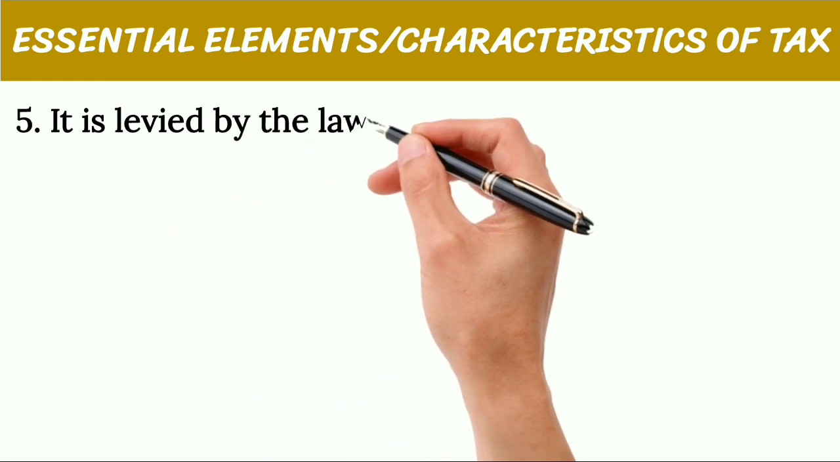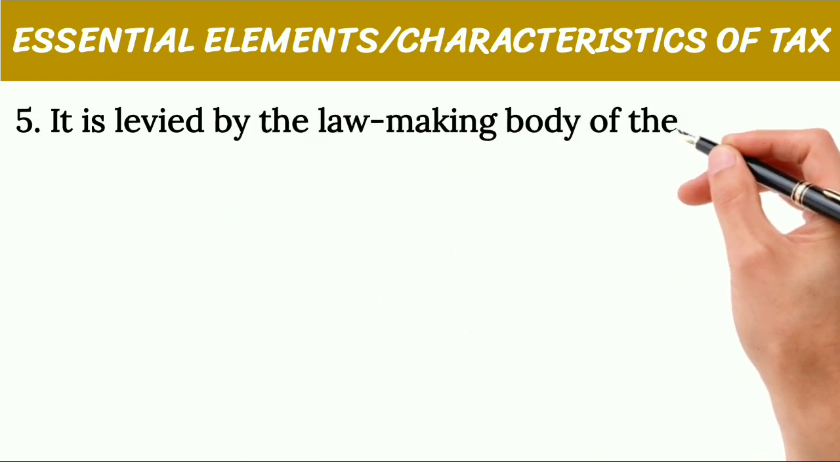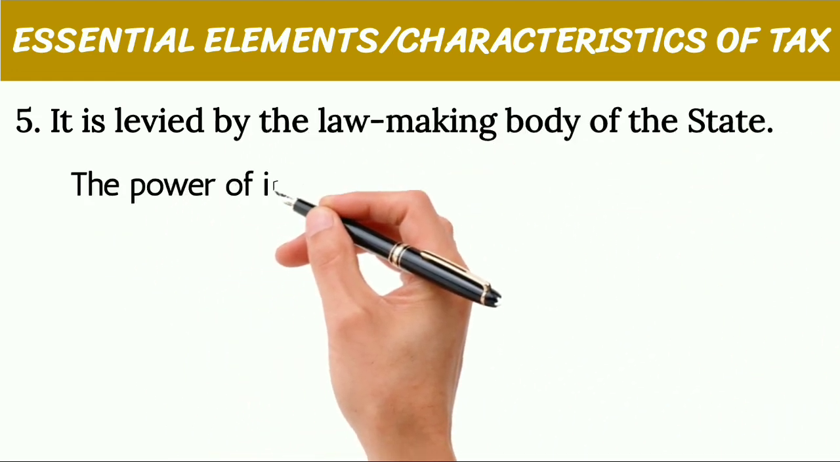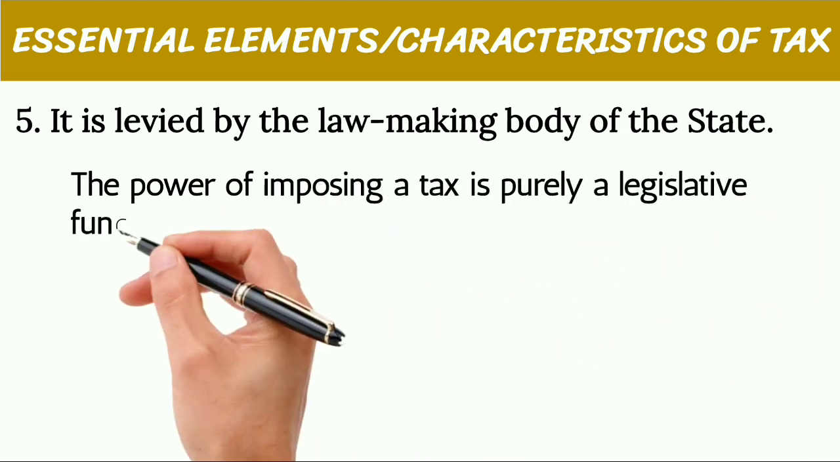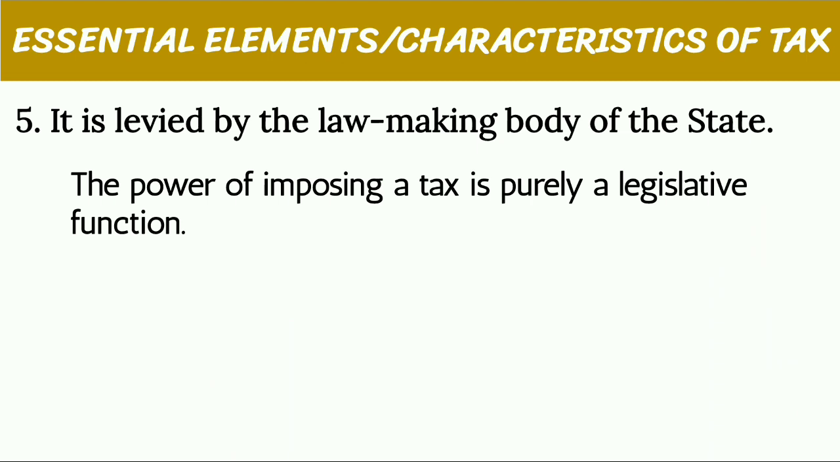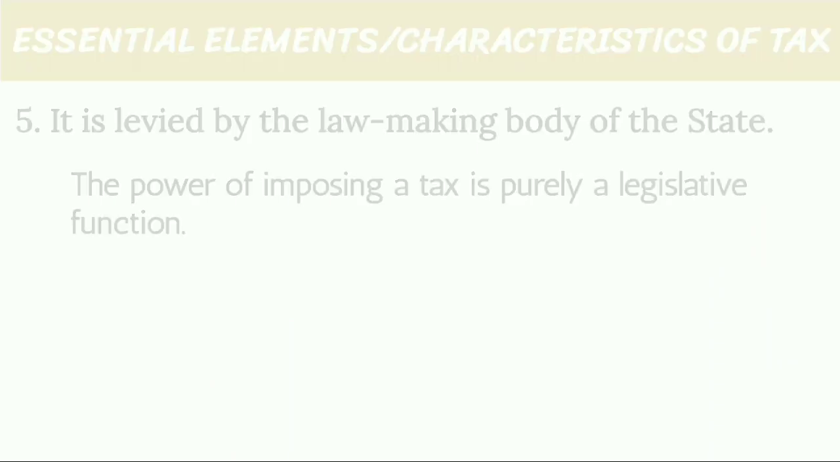Next, it is levied by the lawmaking body of the state. The power of imposing a tax is purely a legislative function. When we say lawmaking body, it pertains to the legislative branch of the government. So the tax is imposed by the legislative branch of the government, which pertains to the Congress.